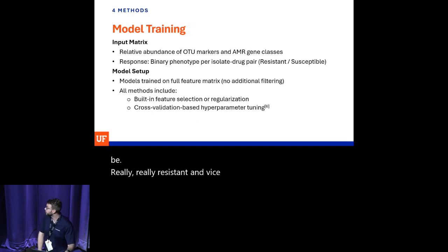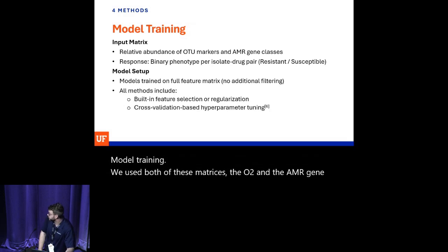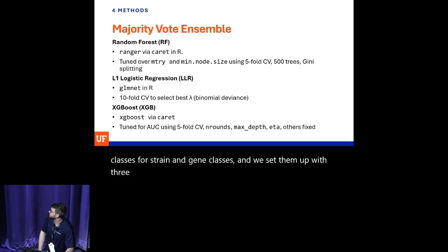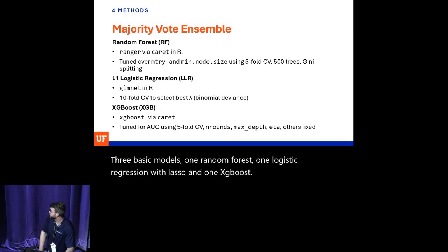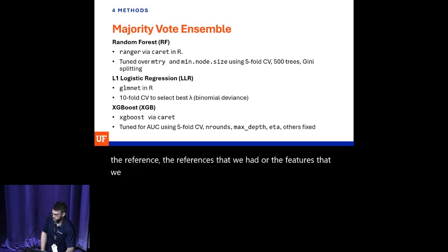So model training. We used both of these matrices, the O2 and the AMR gene classes, for strain and gene classes, and we set them up with three basic models: one random forest, one logistic regression with lasso, and one XGBoost. And we just ran these straight up as binary classifiers using the features that we had, those being the AMR classes and the strains.